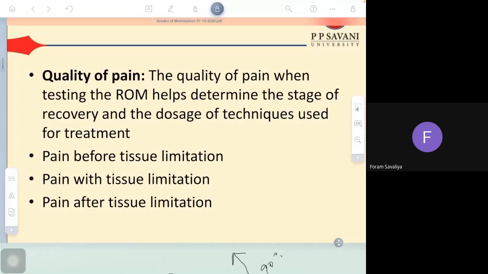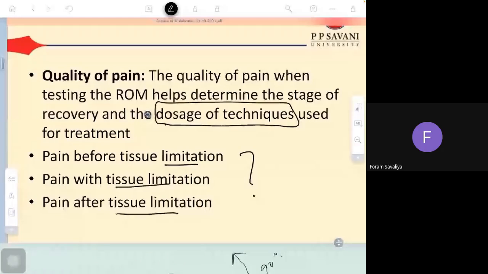That is, before resistance, or before tissue limitation, with tissue limitation, or after tissue limitation. So what is the necessity of assessing this quality of pain? Because the dosage of technique depends on the specific condition. Clear? You should know which appropriate technique you will select.